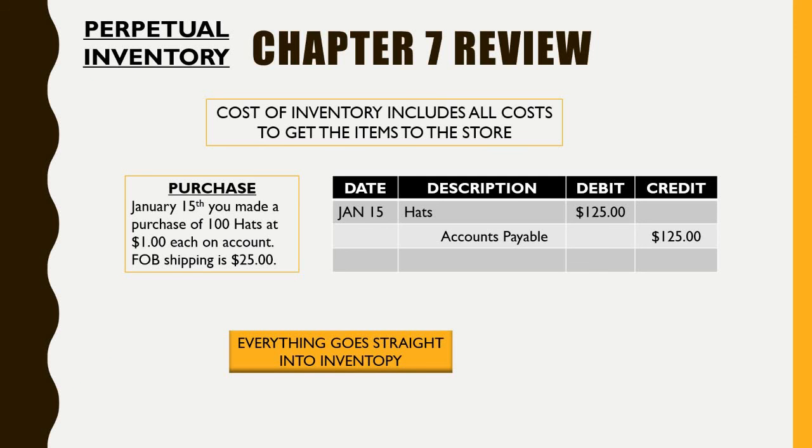Okay. Any questions in regards to 7.3 or just chapter 7.1 through 3 in general? Okay. No. Okay, so once again, we talked about what perpetual means. How do we record a purchase? Straightforward. If you have inventory items, you list the inventory item there in accounts payable or cash, however you paid for it. Once again, the cost of inventory is going to be every cost it takes to get the asset to the store. Everything goes straight to inventory, so all costs.